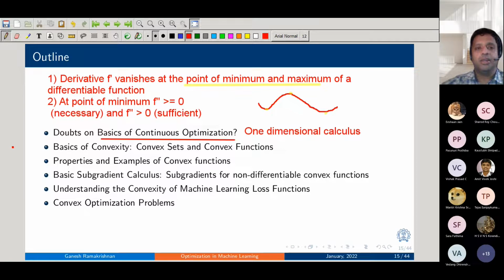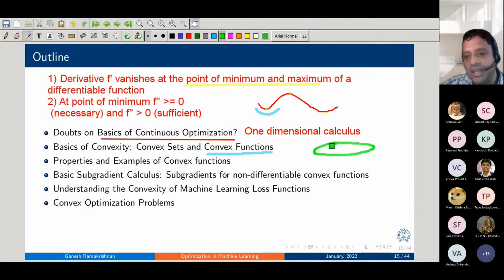So we want to be able to extend all of these to multiple variables, right? Not a function which is an argument of a single variable, but multiple variables. And we want to be able to talk about the region in which we are able to optimize them. So we'll talk about not only these regions, which are convex regions, and the convex functions, but we also talk about the range in which we are talking about convexity. And that's a notion of a convex set.